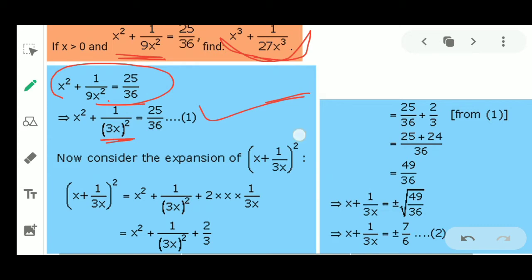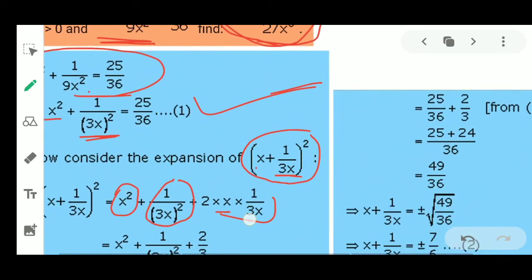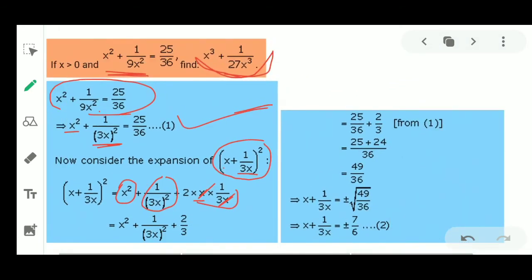Now consider the expansion of x plus 1 by 3x whole square. If you consider x as a and 1 by 3x as b, then by the formula a plus b whole square equals a square plus b square plus 2ab, that is x square plus 1 by 3x whole square plus 2 into x into 1 by 3x. Clear? So here x will be cancelled. Now it will be x square plus 1 by 3x square plus 2 by 3.